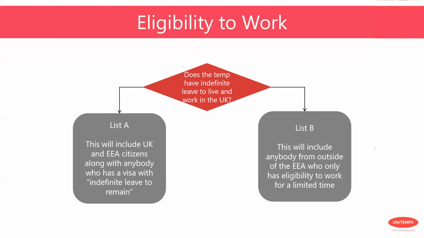List B is for people who have a temporary leave to live and work in the UK. So that's going to be somebody from outside the EU who's got a temporary visa. So that could be for multiple years, but it just means it's got an end date on it. That's mostly going to be student visas, which we'll talk about a lot later.